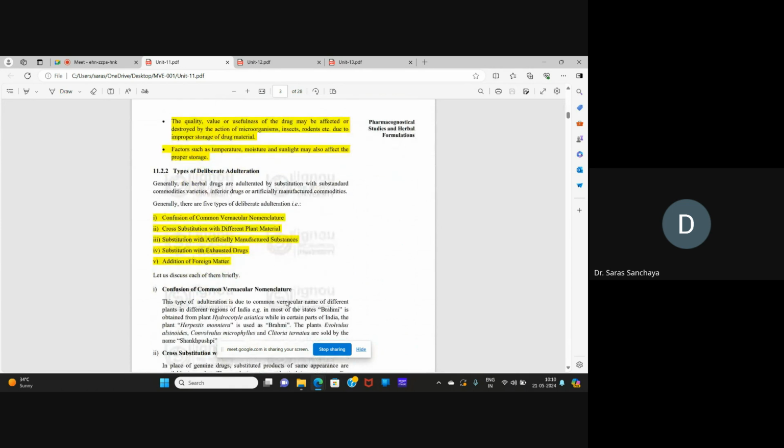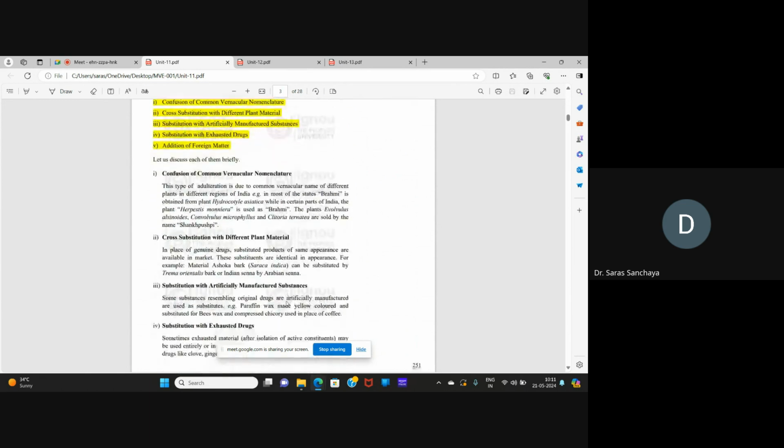Now, types of deliberate adulteration. There are 5 types of deliberate adulteration, like confusion of common vernacular nomenclature by cross substitution with different plant material, substitution with artificially manufactured substances, substitution with exhausted drugs, and addition of foreign matter. So, depending upon the reason of adulteration, we can divide into 5 types of deliberate adulteration.